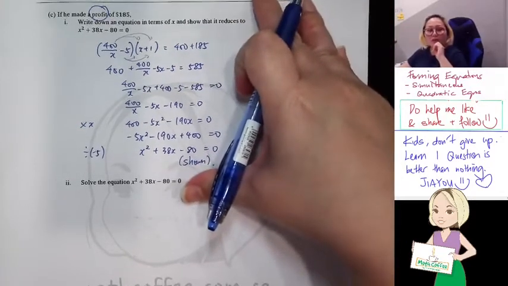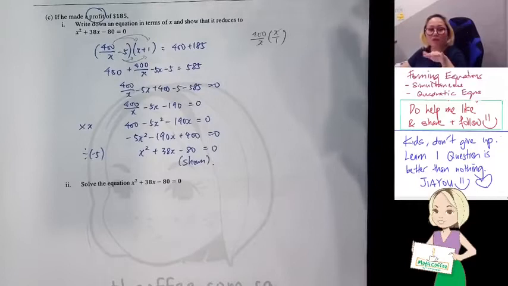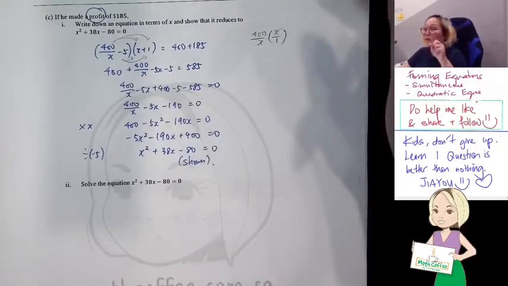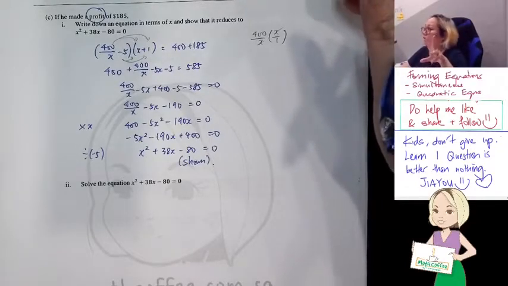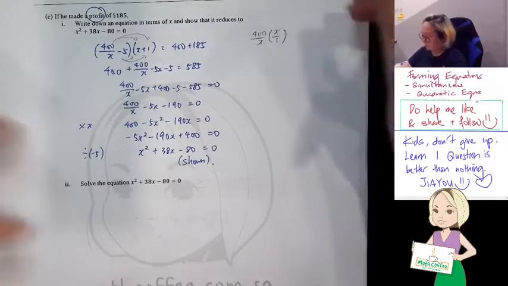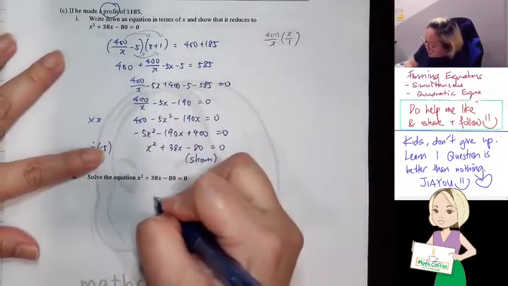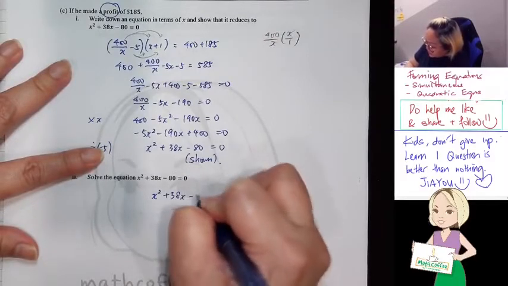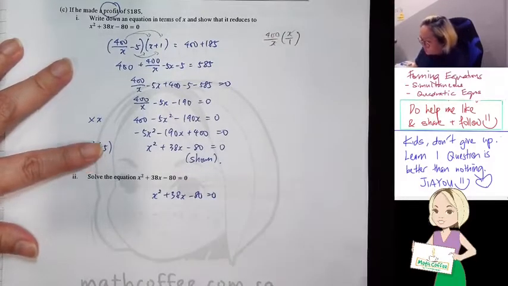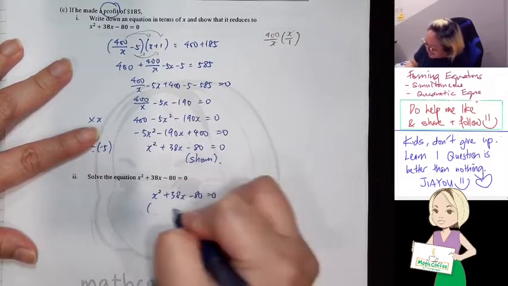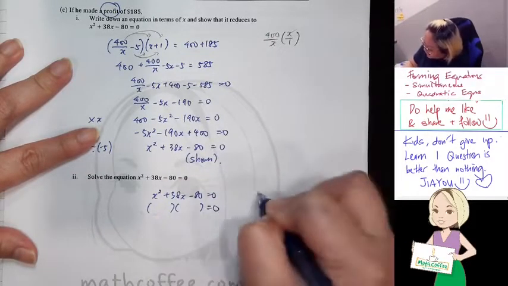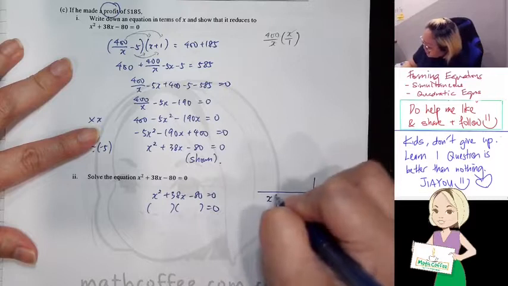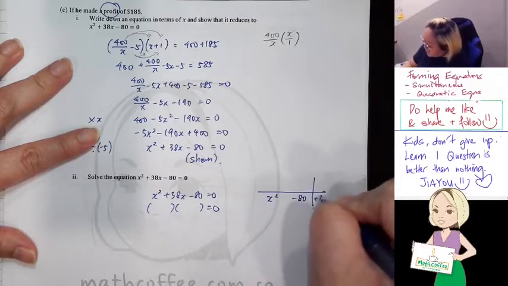So next part is to say solve the equation. Solving equation in this case is easy because this is under Sec 2, so it's using factorization to solve it. Okay? So I will write x squared plus 38x minus 80 equals to 0. So factorize.